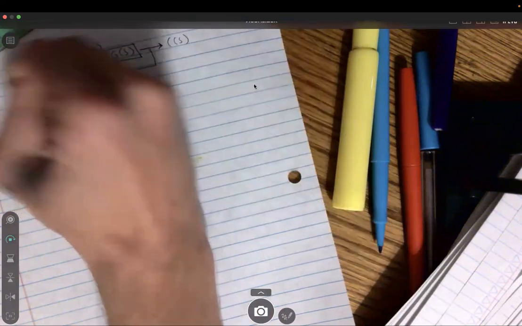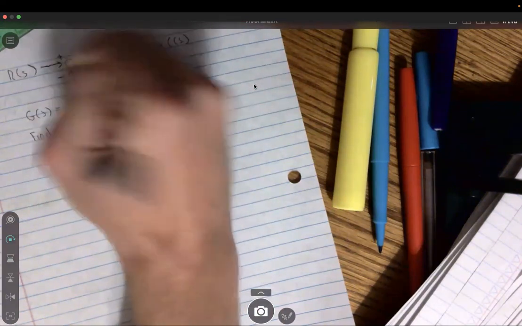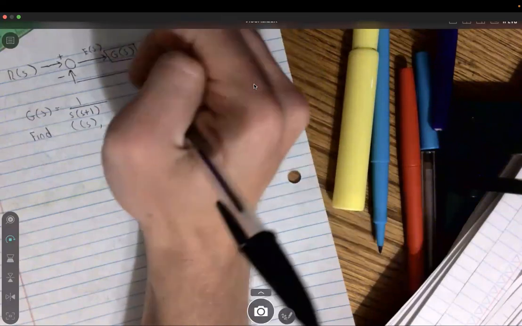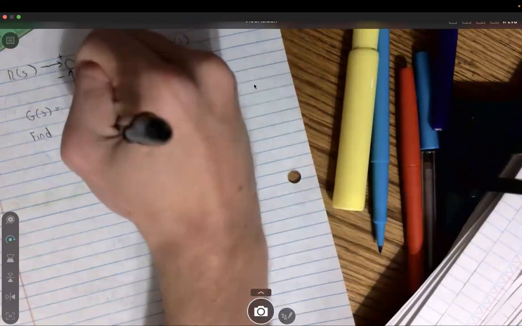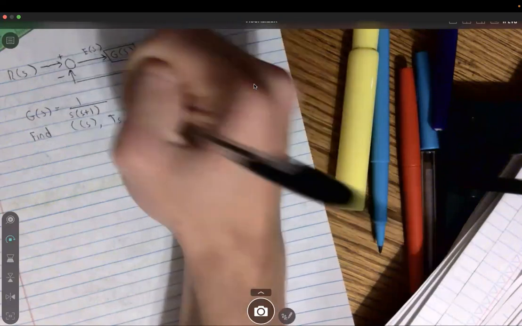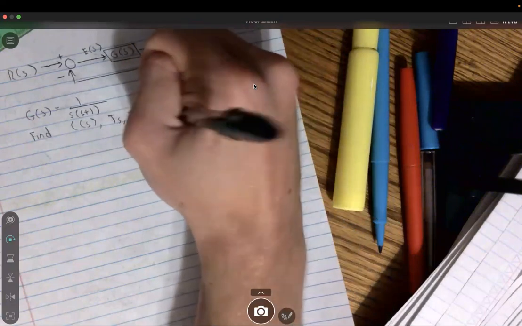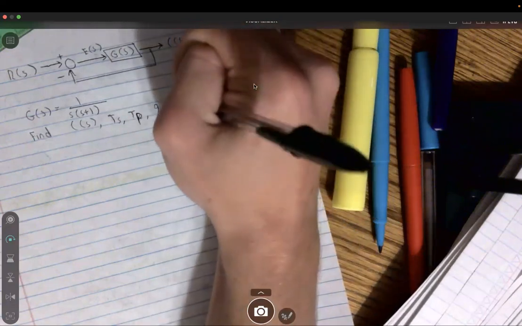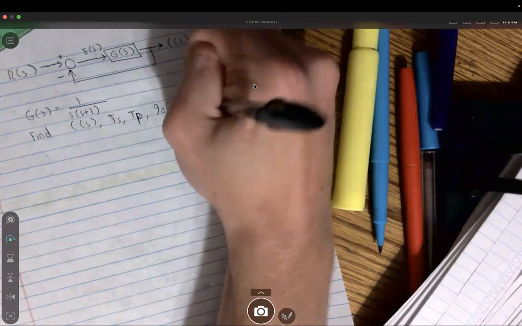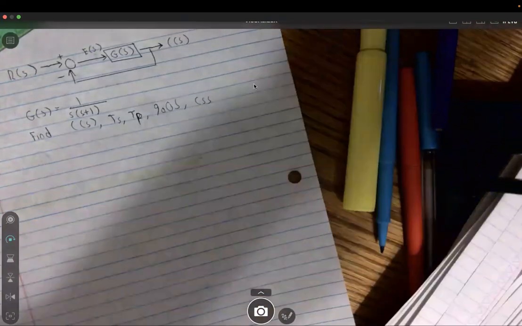So we're going to have to get here C of S. And then they're asking for the transient specifications. So that would be your settling time, your rise time, your peak time. There's no rise time in second order systems. Your percentage overshoot. Then they're going to want to know the final value. So the steady state. So what we're going to have to do here is trying to solve for this.